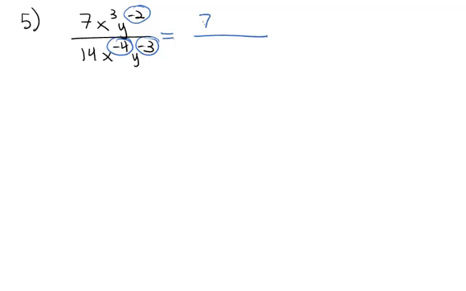So the 7x cubed stays where it is. The y squared moves down. The 14 stays where it is. The x to the 4th moves up. And the y cubed moves up. Now as we're simplifying, 7 over 14 is going to reduce to a 2 in the denominator.